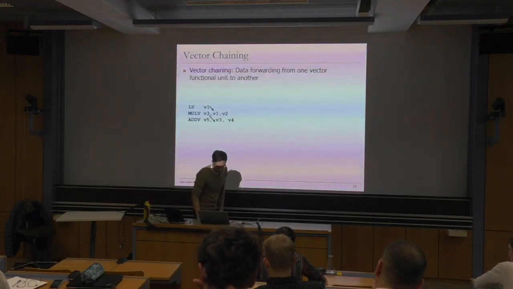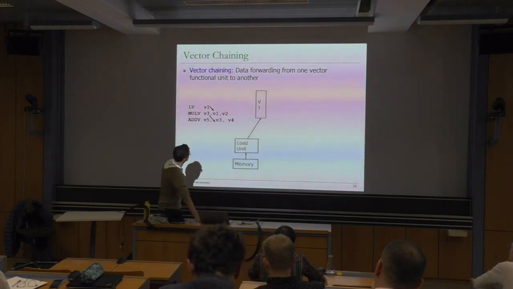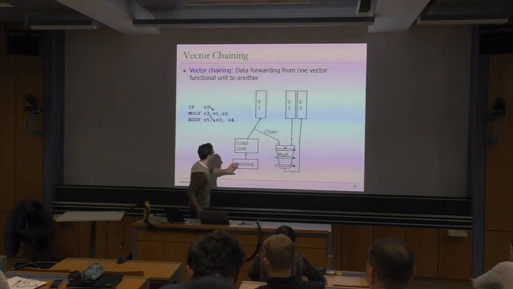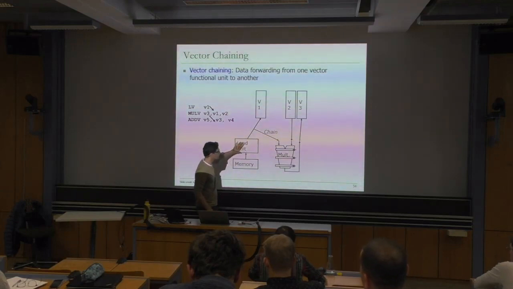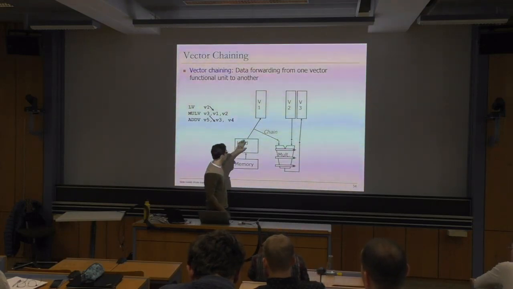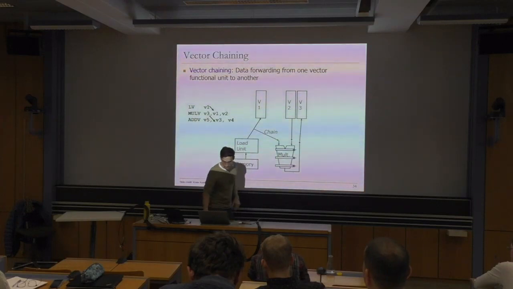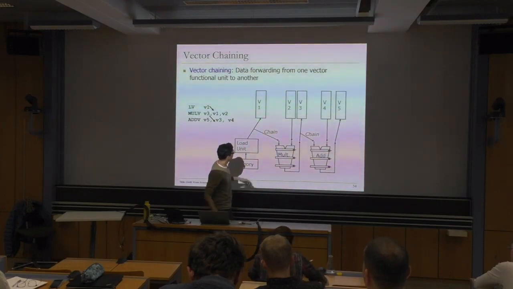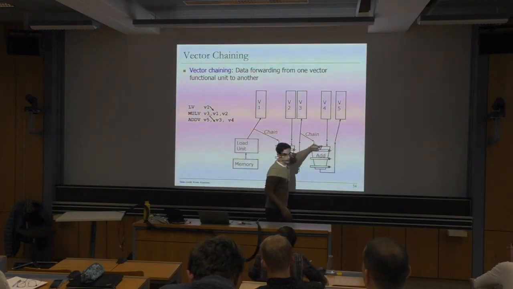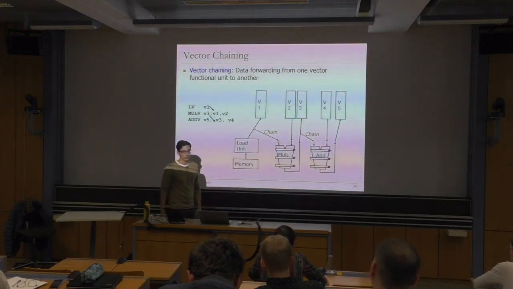So vector chaining makes a lot of sense, and that's essentially what it is about, right? I obtain a partial result from the load unit, partial result meaning one of these individual elements. As soon as I get it, I can feed it into the multiply unit, and as soon as I obtain the result of this multiplication, I can chain the result and forward it to the addition unit, right?